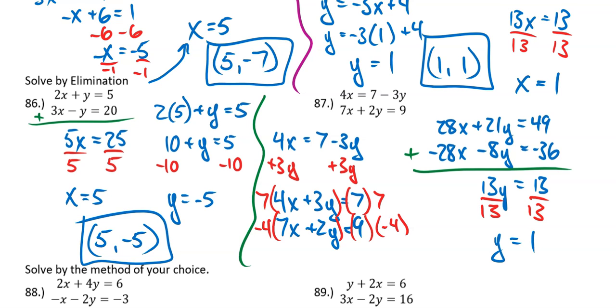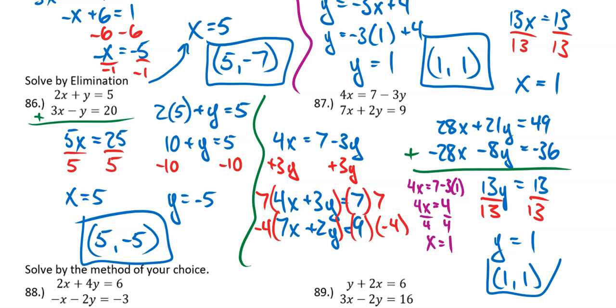Still not done yet. I have to plug this back in and solve for my x value, and leave myself a lot of space here. Let me do it in a different color so I can see it. I'm going to take that very first equation, 4x equals 7 minus 3 times 1. So 4x equals 7 minus 3, which is 4. Then I divide each side by 4, and once again, I get x equals 1. Let me write this answer as an ordered pair: 1, 1.